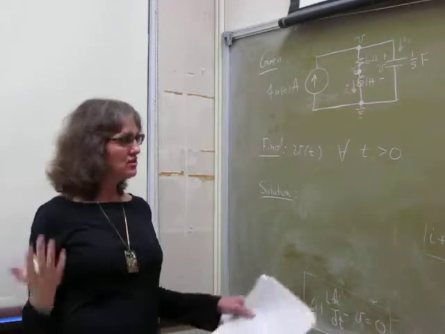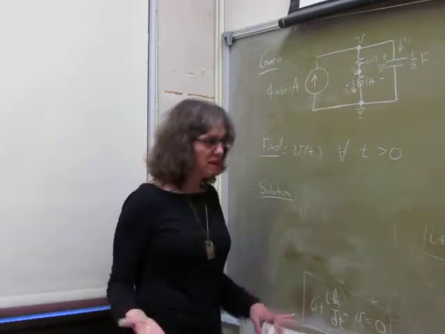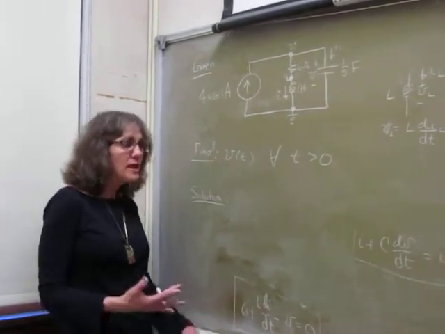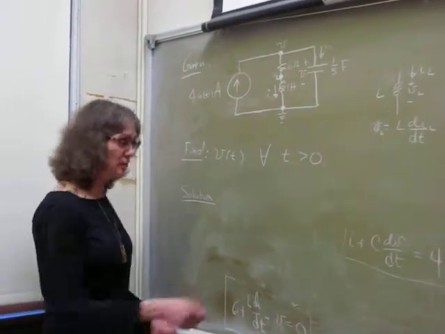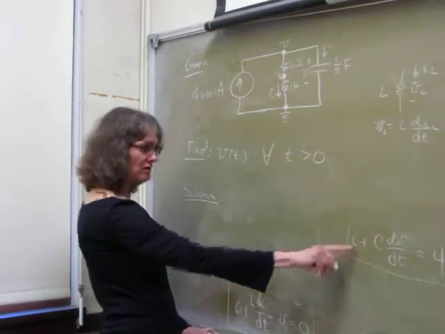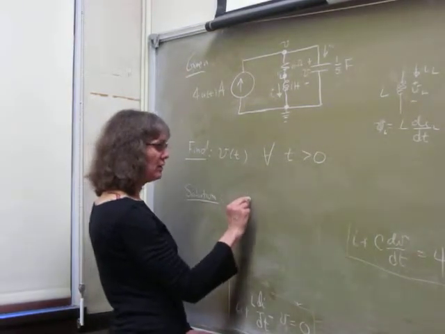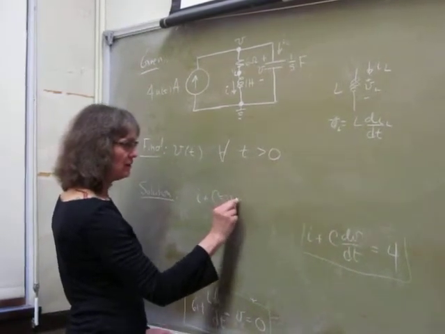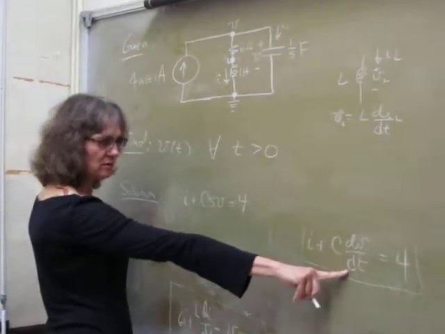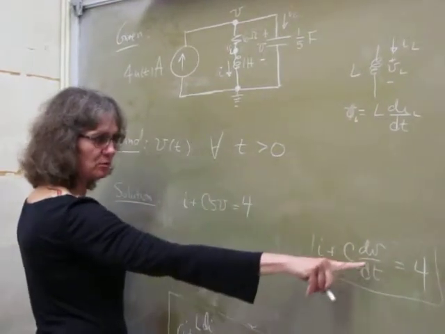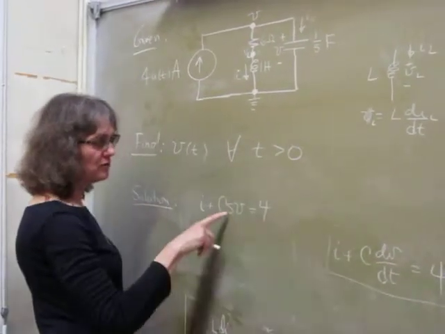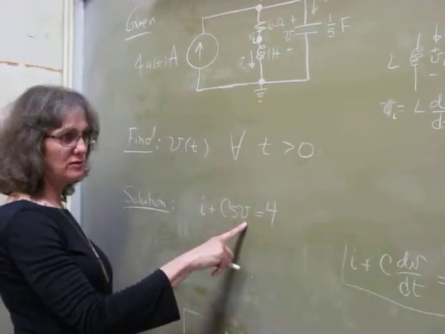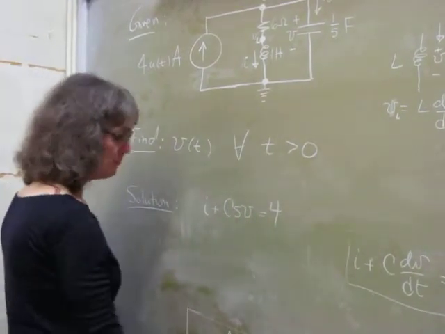So this is really just like any Cramer's rule problem, but we have to rewrite these two equations using the S operator. So let me do this one first. This one is going to be I plus CSV equals 4. CSV, I hope you understand that, because the S operator is basically like a derivative. So this is like just taking the first derivative of V with respect to t.